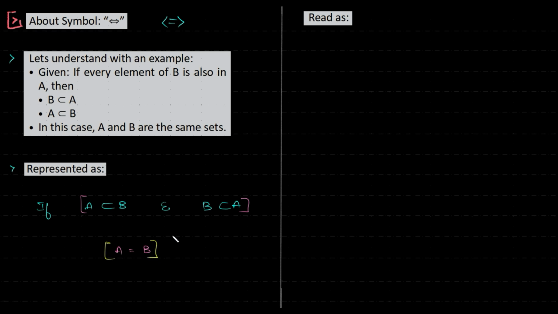Does it make sense? If A is equal to B, then I can tell this fact. If B is equal to, not B is equal to A, sorry. If A is a subset of B and B is a subset of A, then I can infer this information. So this is where I use this symbol.